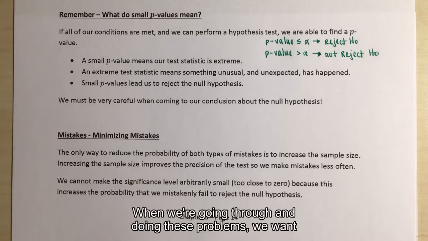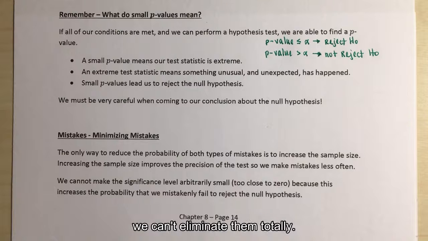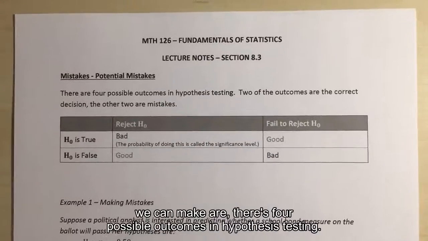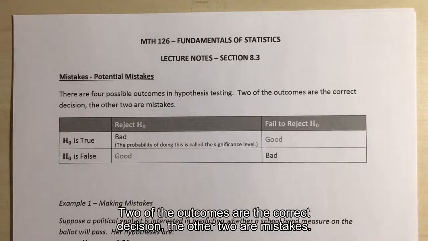So when we're going through and doing these problems, we want to take measures to minimize our mistakes. We can't eliminate them totally, but we want to make sure that we do not make these mistakes when possible. So again, a reminder of the potential mistakes we can make. There are 4 possible outcomes in hypothesis testing. 2 of the outcomes are the correct decision. The other 2 are mistakes.